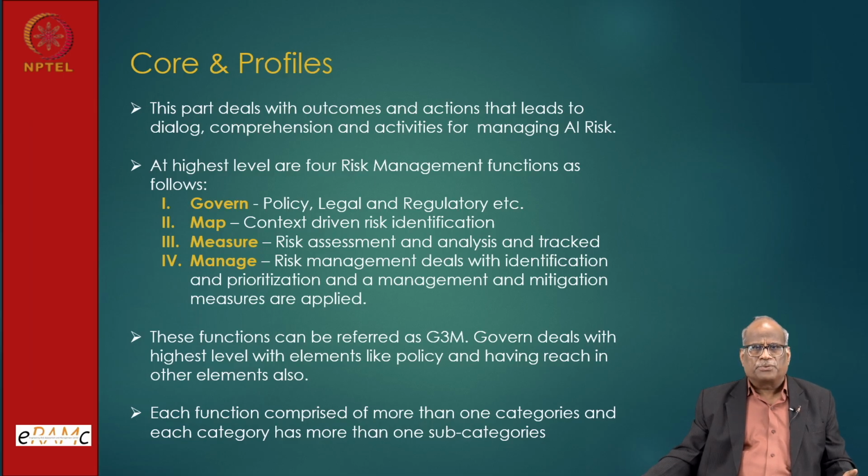This part deals with the outcomes and actions to be taken. The first element is govern. Govern is at the core, meaning policy, legal and regulation. Then map, which is context-driven risk identification. Then measure and manage; we can claim that we are trained in doing that. We have discussed all through this lecture how to manage. So this function can be referred to as G3M: govern, and three Ms. Each function comprises more than one category.